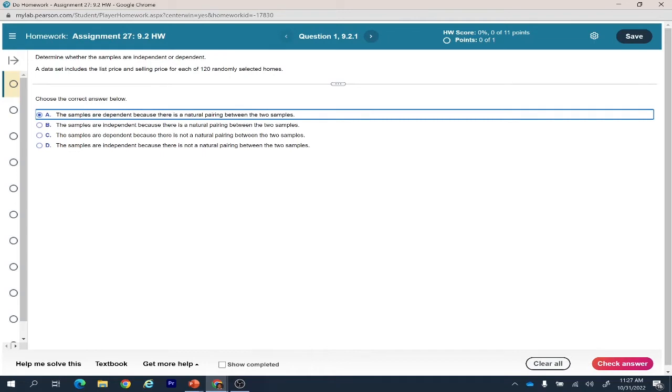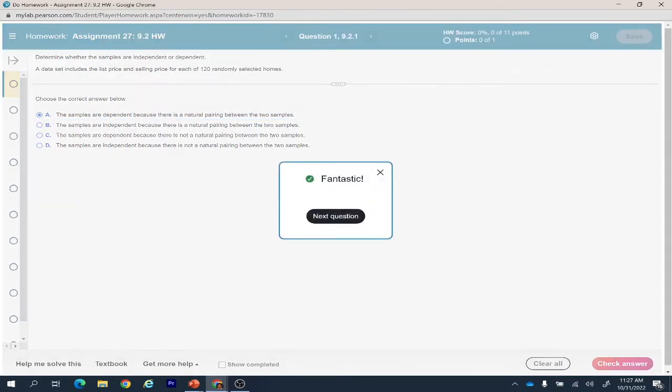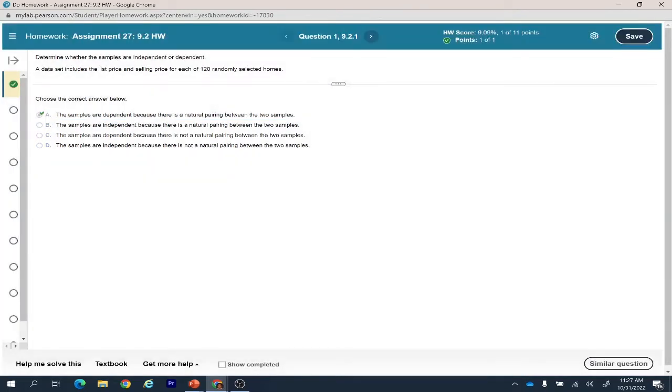The other option says the samples are dependent, but that one is wrong because there is not a natural pairing. Okay, so the first one is the right one. Let's go to the next problem.